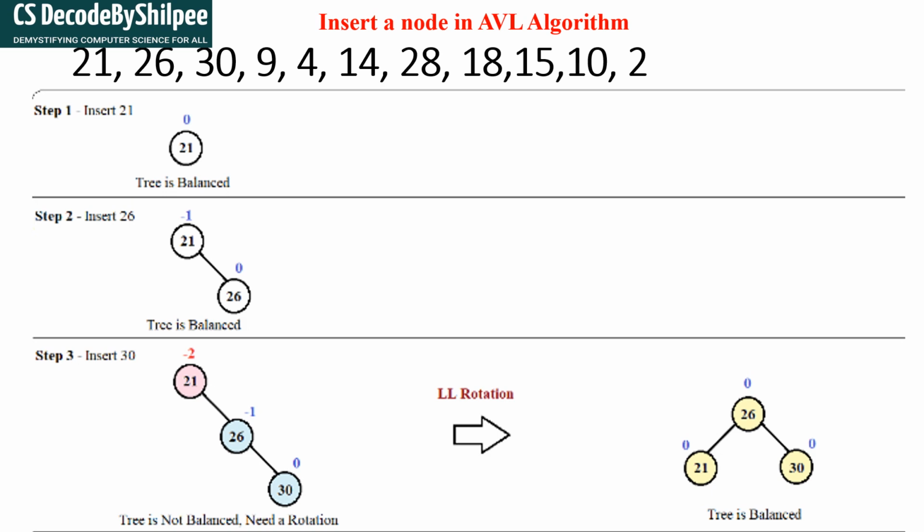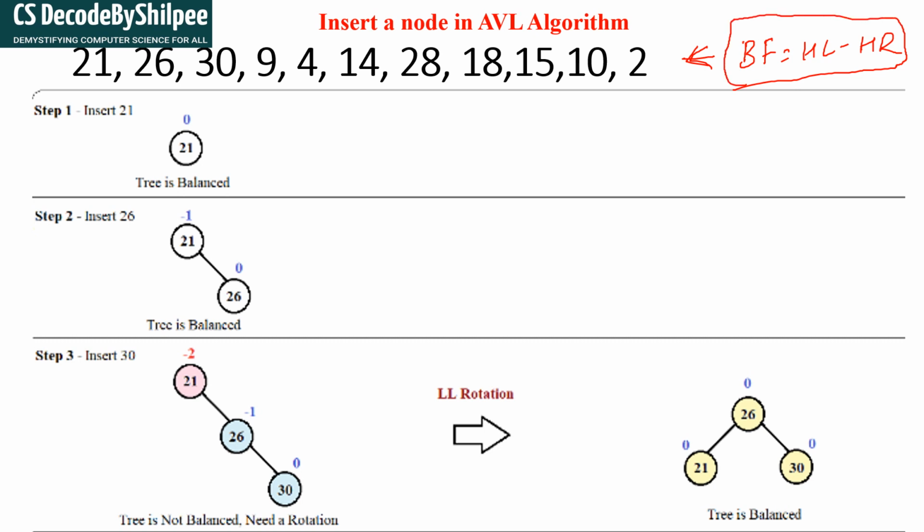I have some given elements: 26, 21, and so on. This array is given. Now I'm going to insert each and every element to construct the AVL tree, and we already know that AVL is a balanced binary search tree. To maintain the balance, we calculate the balance factor as the height of the left child minus the height of the right child, for each and every node.